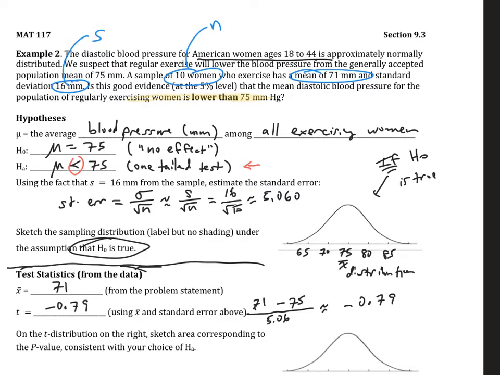And that should be borne out if I were to draw my 71 on this picture. It would be about here. And you can see that's to the left of the center, but not quite to the first tick mark. And that's what negative 0.79 would be. You're 79% towards the first tick mark, but you're not quite there yet.